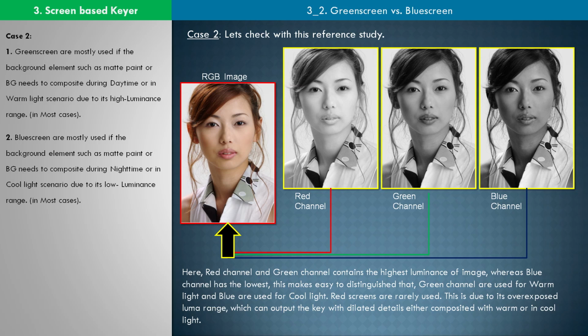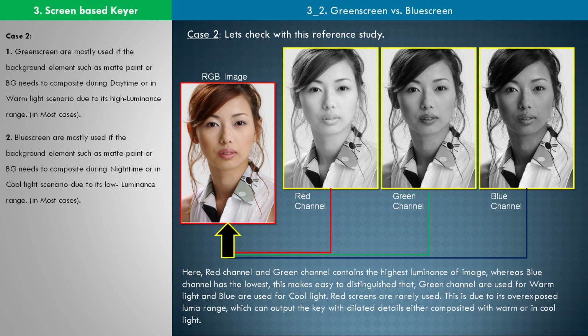Here, let's check with the reference study. So the red channel and green channel contain the highest luminance of the image, whereas the blue channel has the lowest, which makes it easy to distinguish that green is used for warm light and blue is used for cool light.